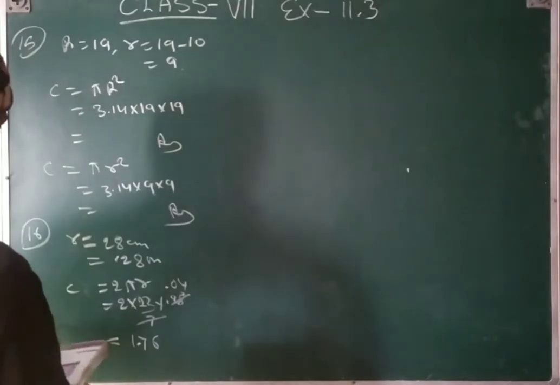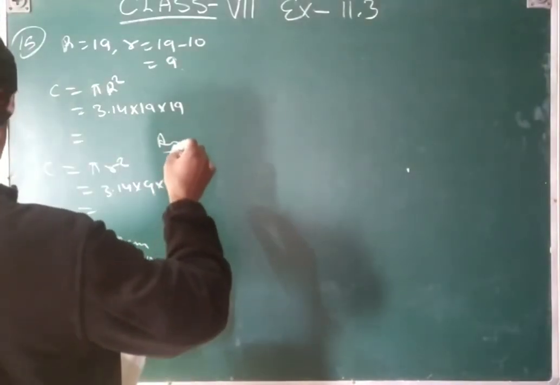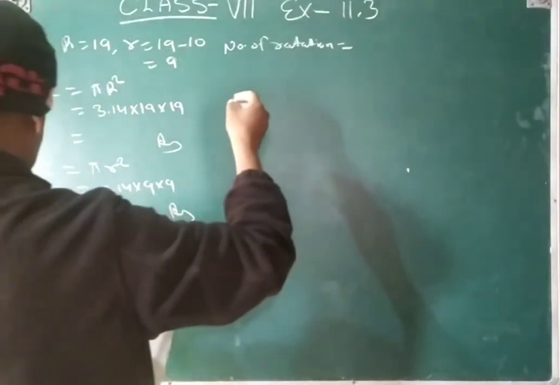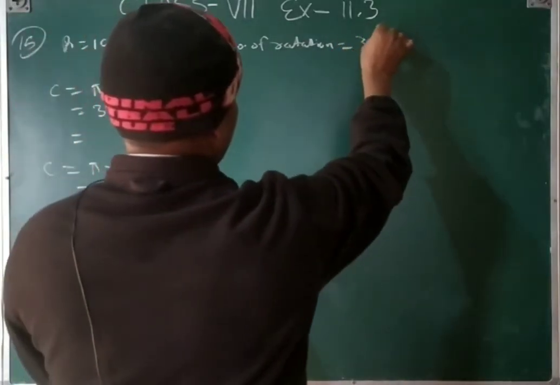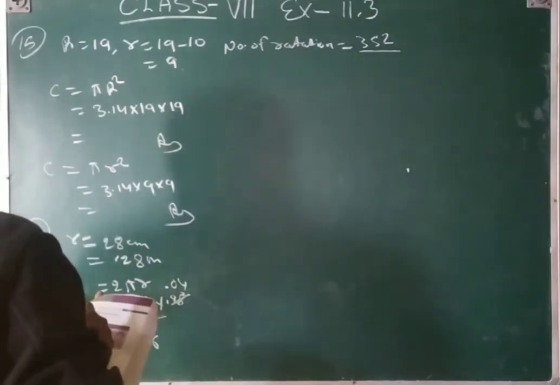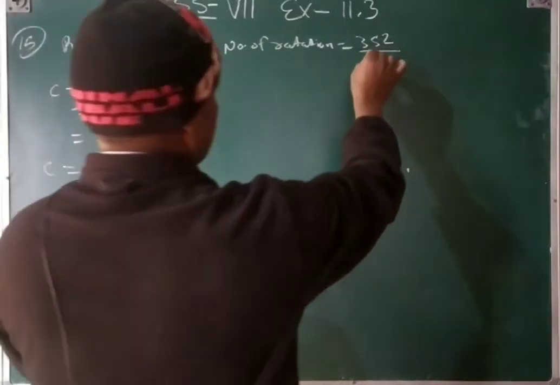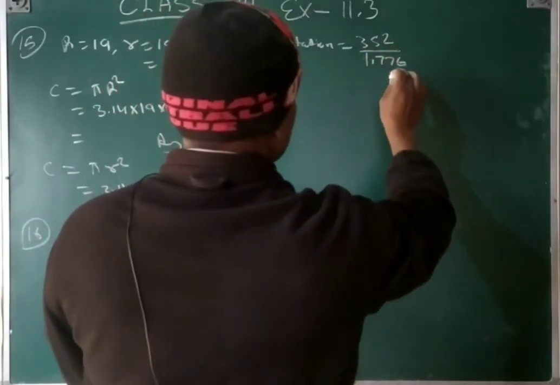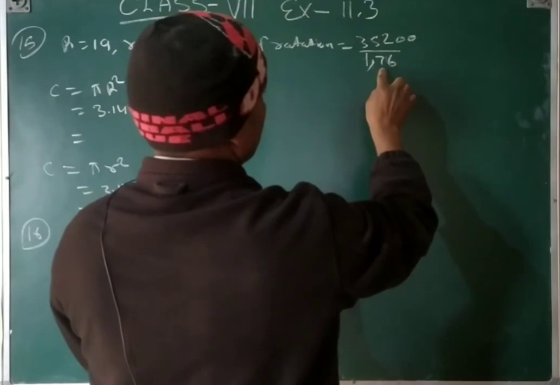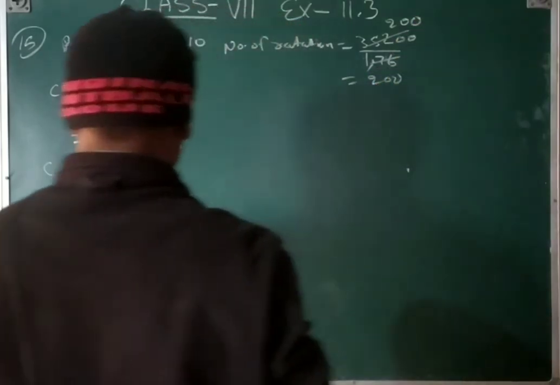And then after, how many times? So number of rotation is equal to 352 upon, how many times rotation will be? 28 centimeter radius of rotation, that is 1.76, sorry, and then after decimal that is a 20, so that cancels out, and then how many times will it go? 2 times, so that is 200 rotation, that will be 200 rotation.